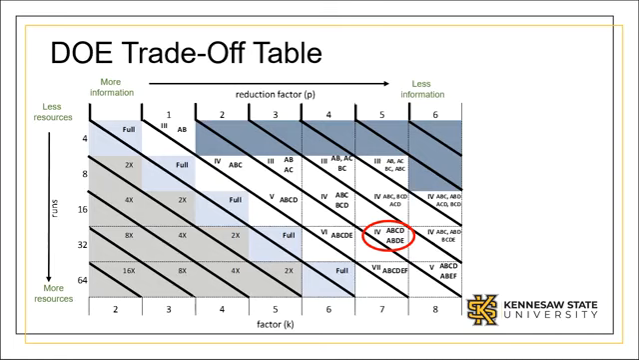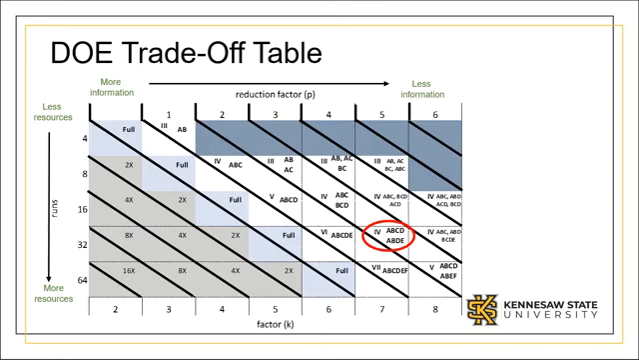Many DOE texts offer a trade-off table of designs. Here is my spin on this instrument. On the left side, we have runs. Notice that these values are all powers of 2. The 2 represents the levels of each factor. On the bottom, we have the number of factors. This would be the exponent. If we raise 2 to each factor, we get the number of runs needed for a full factorial design.